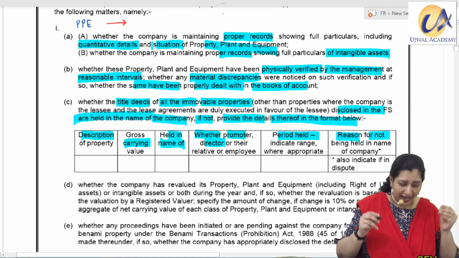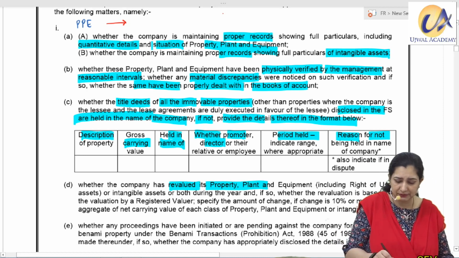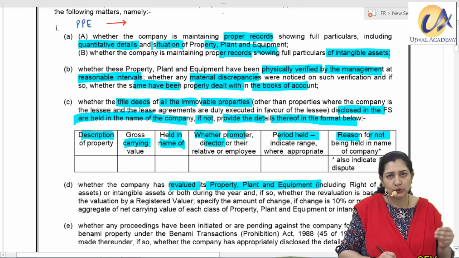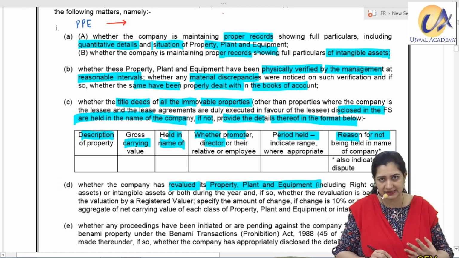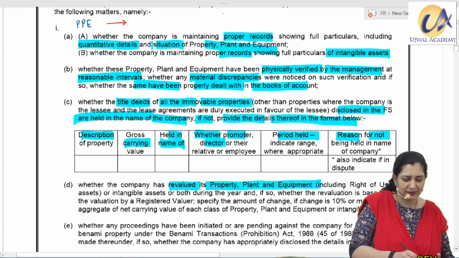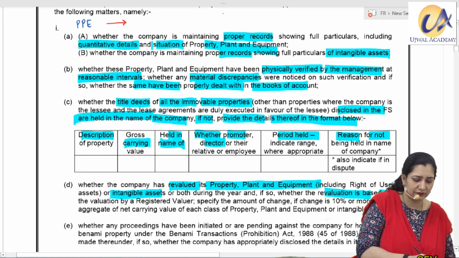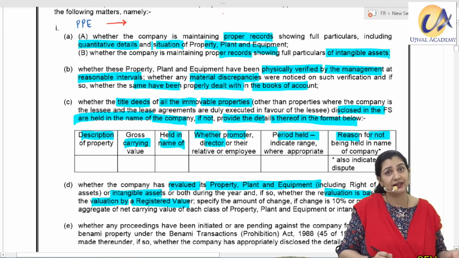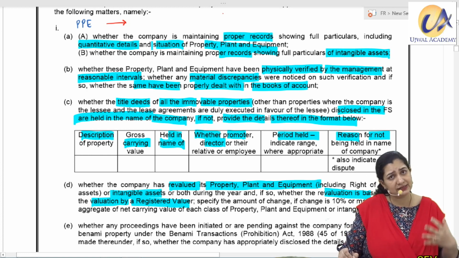Fourth point: has the company revalued its PP during this year? Including the ROU assets, meaning right of use assets as per Ind AS, like leased assets we are talking about, or intangible assets, have they revalued? Whether the revaluation is based on the valuation done by a registered valuer, again similar to Schedule 3. So, have they done revaluation? If yes, is it done as per a registered valuer?